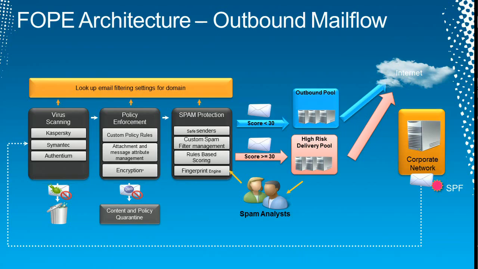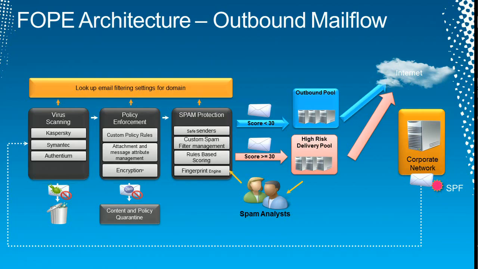Now, since you're the sender, we don't want to just delete and reject that mail back to you. We'll still try and deliver that spam. But based on the scoring of that spam, we'll send it down 2 different paths. For good mail, which right now is a score of less than 30, we'll send it through our outbound pool and out to the internet.